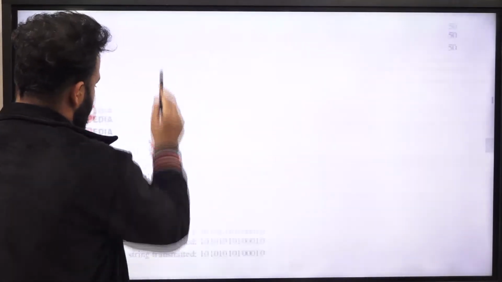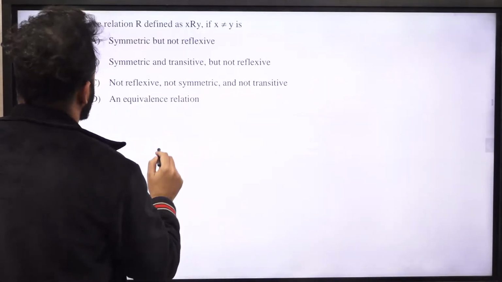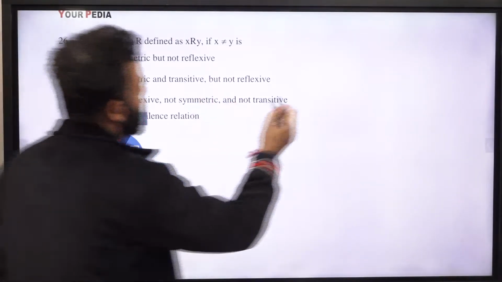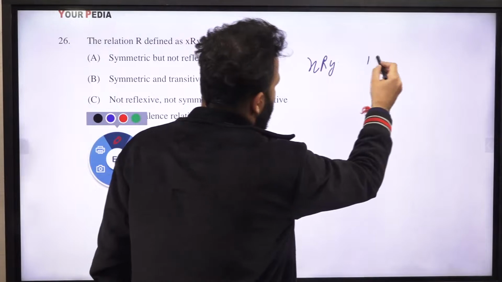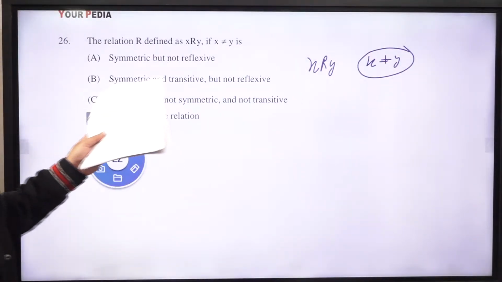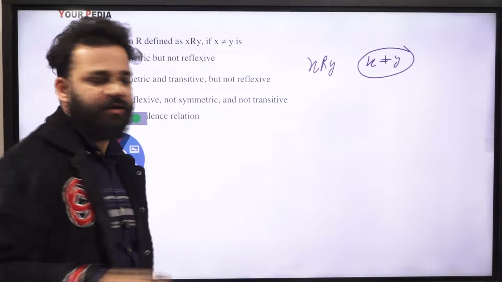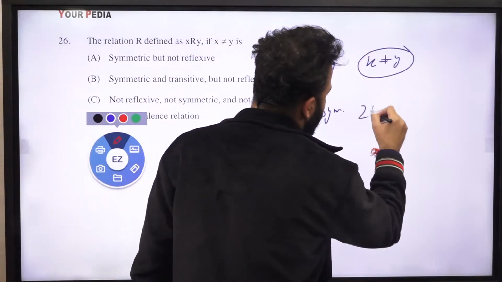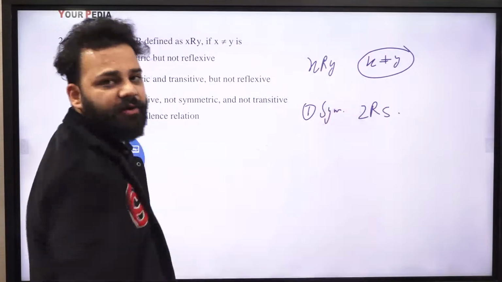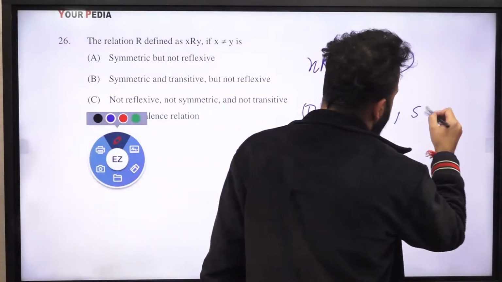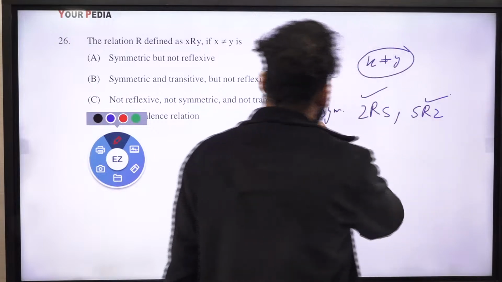So next is a relation R is defined as, the definition of the relation is given as, if X is not equal to Y. So it is saying that you have to check whether it is symmetric, reflexive, or transitive. So we will check all of these. So first let's check symmetric. Now if 2 R 5, because 2 and 5 are not equal, if 2 R 5 is present, this means 5 R 2 will also be present. So it will be symmetric.